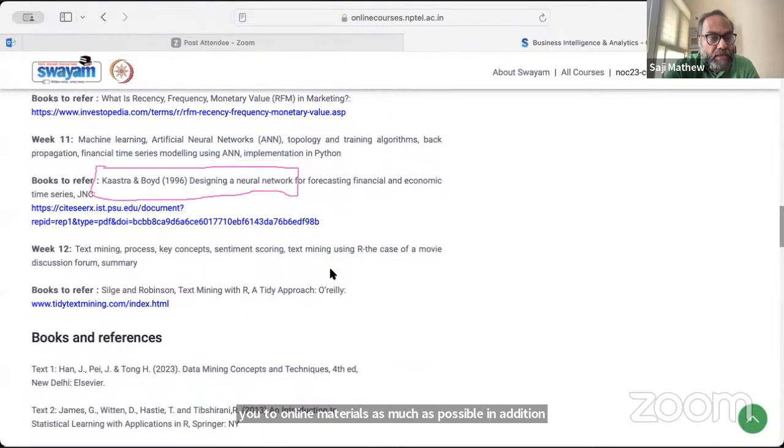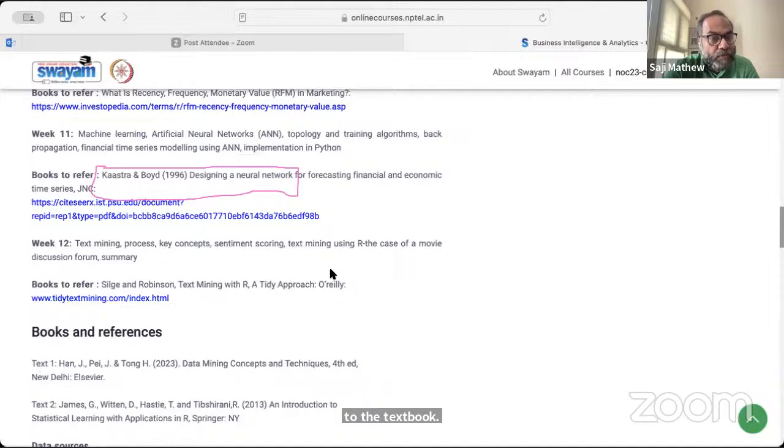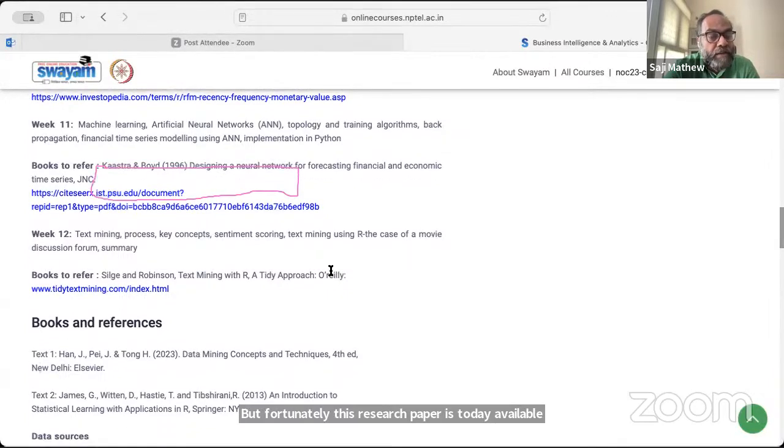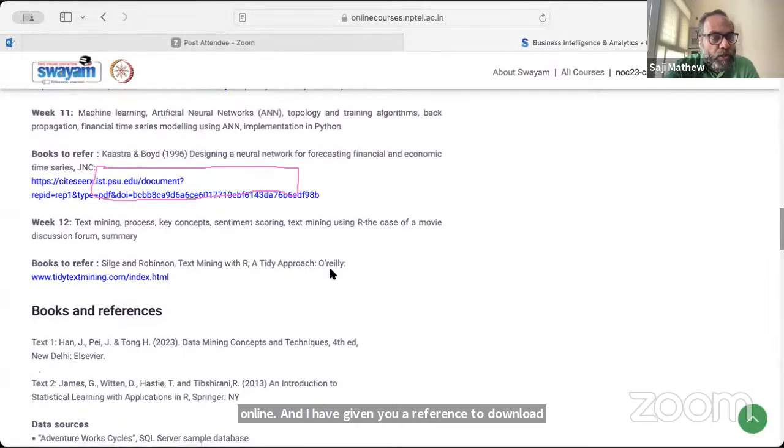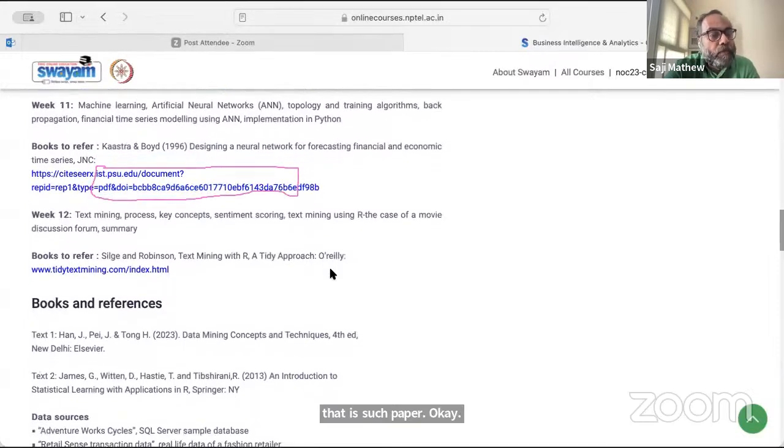And I also use a research paper to teach artificial neural networks. The research paper is taken from the Journal of Neurocomputing, I believe. Fortunately, this research paper is today available online, and I have given you a reference to download that research paper. That is what you see in week 11.